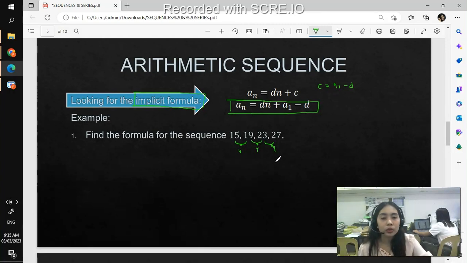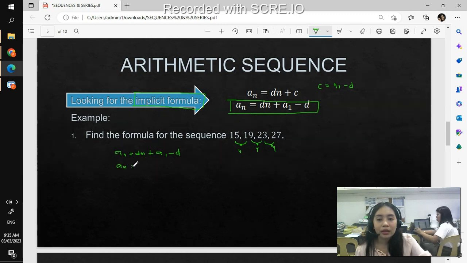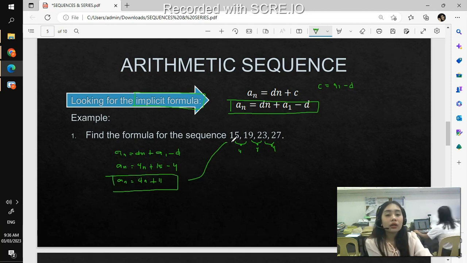Now the next thing that we will do is to get its implicit form. So you have a sub n is equal to d times n plus a sub 1 minus d. For a sub n, all you have to do is copy that, then replace d. The value of our d, or common difference, here is 4. Then times n plus our a sub 1, that gives us 15, minus the common difference, which is 4. So we simplify. A sub n is just equal to 4n plus 11. Therefore, the implicit formula of this particular sequence is a sub n equals 4n plus 11.